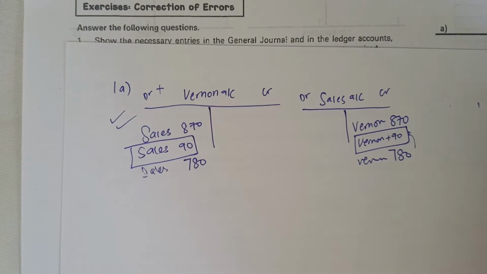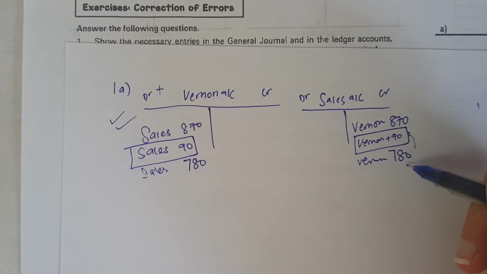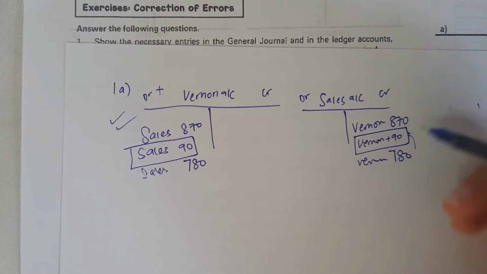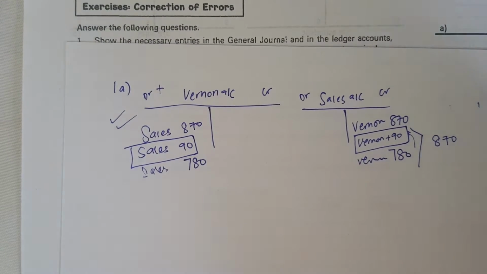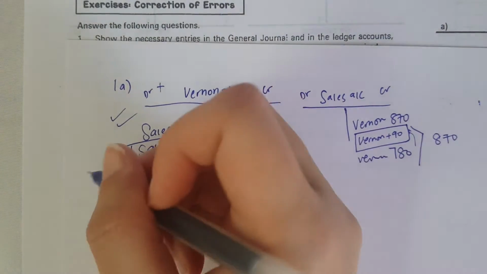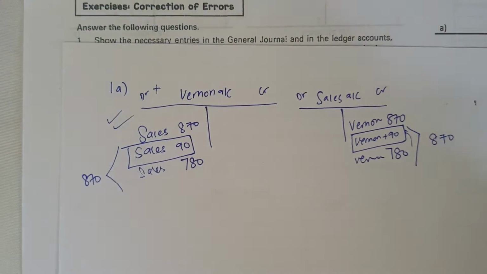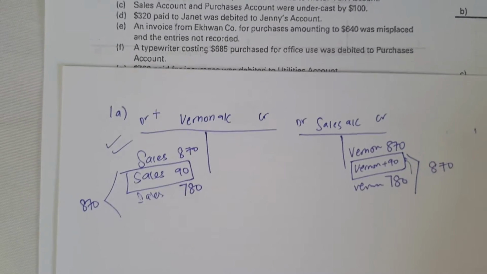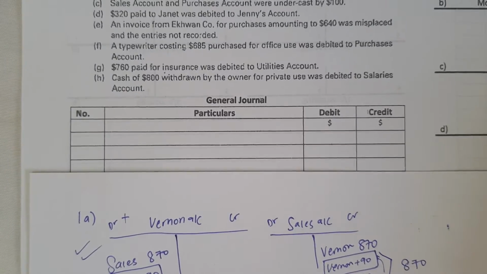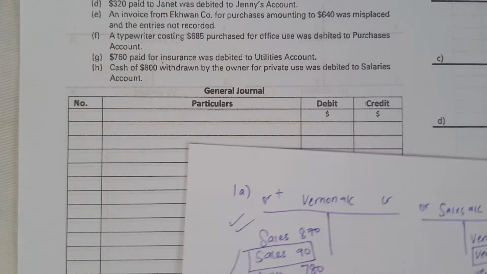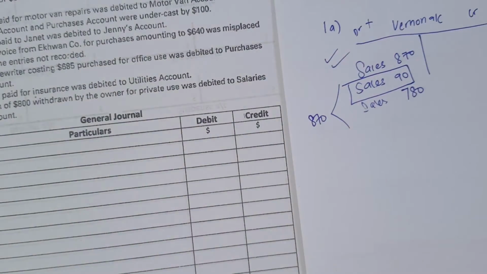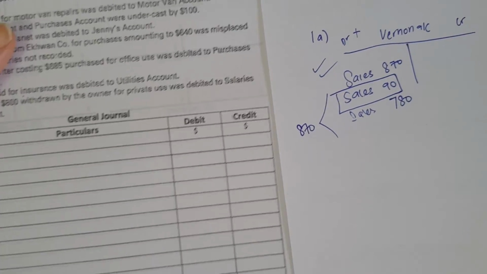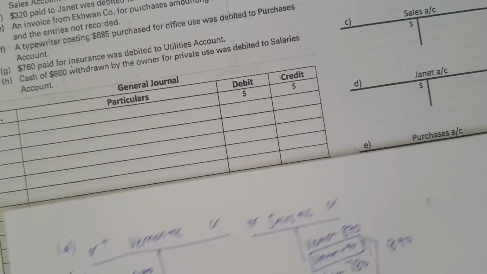So as you can see from this example, at first in the errors you only have 780 for sales to Vernon. Now you add another $90 for sales to Vernon. So together it will sum up to 870, which is correct. And same for here, okay? 870. So now with this, then you can move on to record the correction in the general journal, okay? I'll just put this over here.